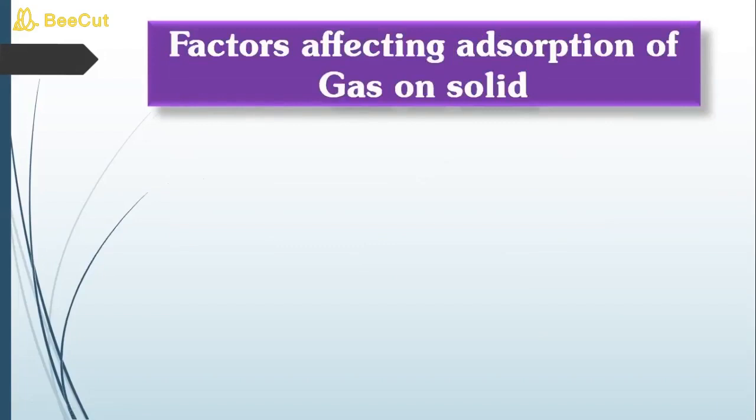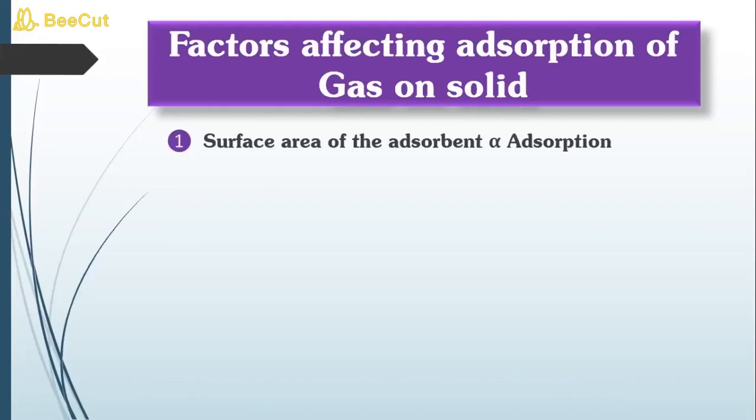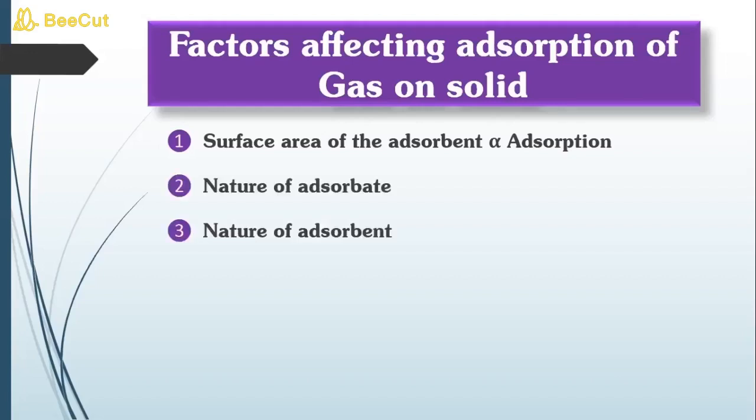Now let us check out the factors affecting adsorption of gas on solid. The first factor is surface area. When you increase the surface area of any catalyst, the rate of reaction is going to be more because powder catalyst provides larger surface area, hence increases the rate of adsorption. And the second and third factors are nature of adsorbate and nature of adsorbent. Polar adsorbent loves to attract more of polar adsorbate. And the fourth factor is pressure. If you increase the pressure, the adsorption rate is going to increase.